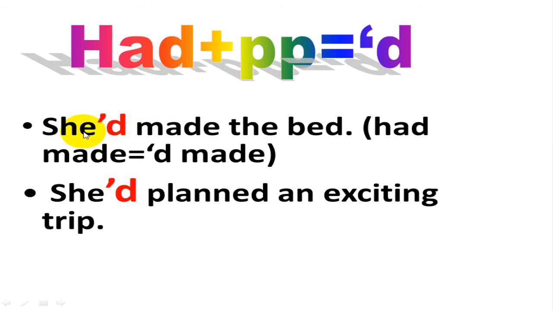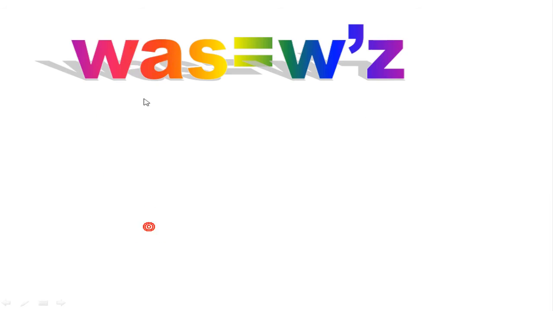Now, if we have this 'd, is this would or had? How can we know? If it's would, we'll have the main verb, the infinitive. If it's had, I'm gonna have what? The past participle. Keep in mind that if 'd is would, a verb comes after it; if it's had, a past participle comes after it.